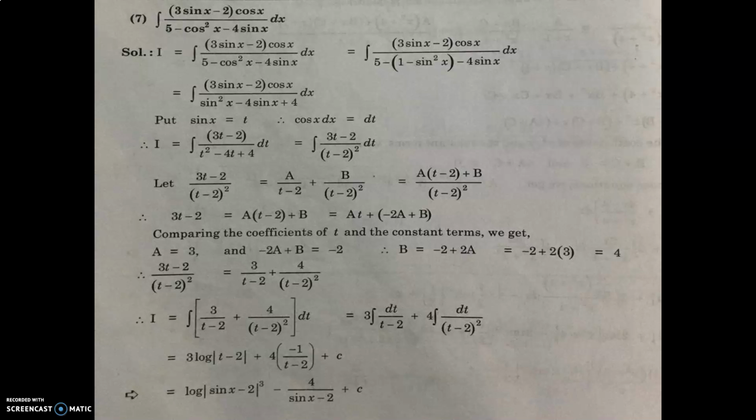Next question is integral 3 sin x minus 2 cos x upon 5 minus cos square x minus 4 sin x dx. Here you are just adjusting this cos square x in terms of sin x, so all the denominator terms will become sin, so you can substitute sin x is equal to t. So cos x dx is equal to dt, and this question will become integral 3t minus 2 dt upon t square minus 4t plus 4. So this is t minus 2 whole square.